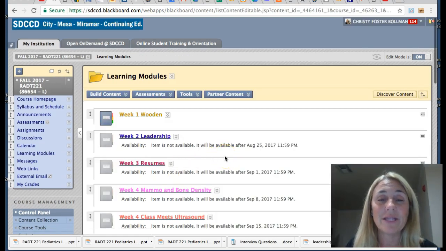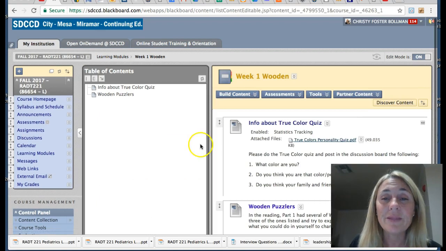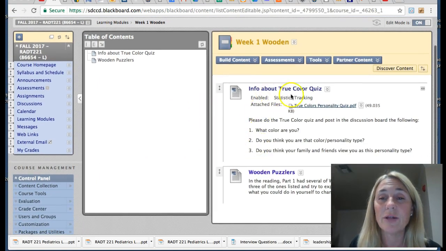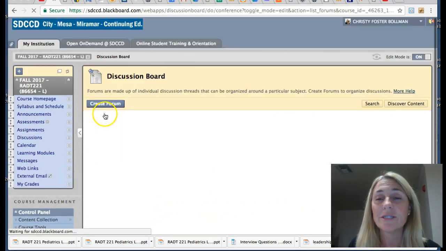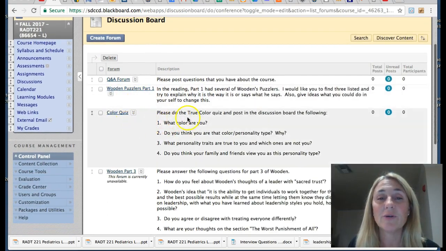And here I've got everything loaded. It may not be in the correct order right now. I will fix it so it is. But you can see week 1 we have Wooden. Here's your True Color quiz and your puzzler. So your True Color quiz and your puzzler are under the discussions here. So Wooden Part 1, and here's your color quiz. So here's the questions I'd like you guys to comment on.